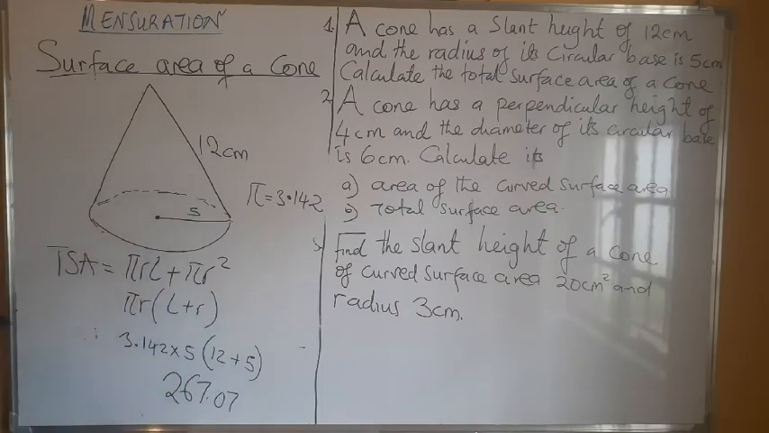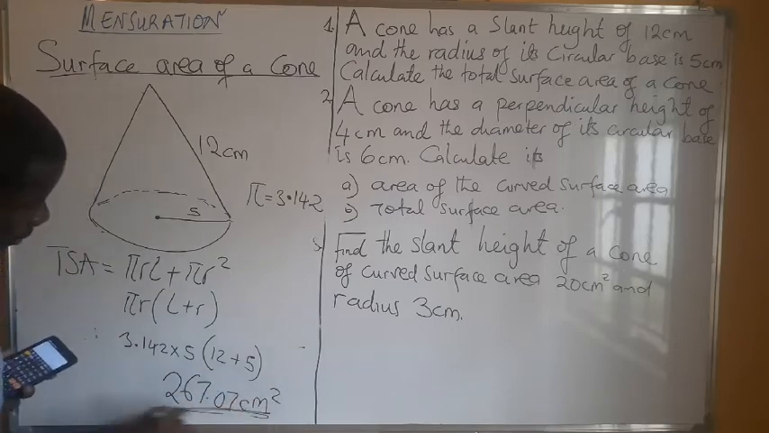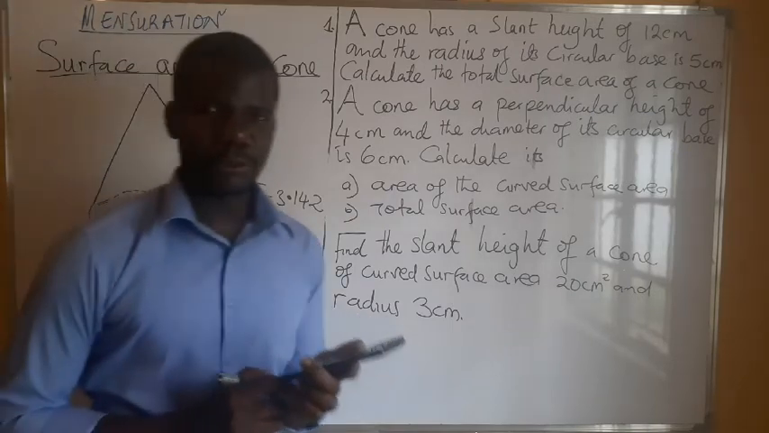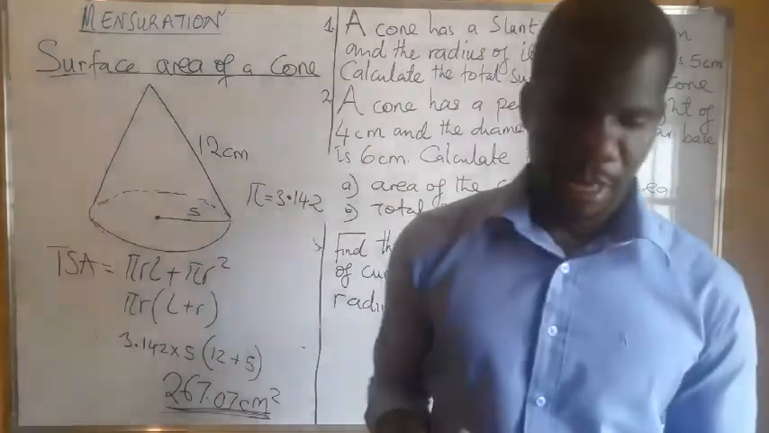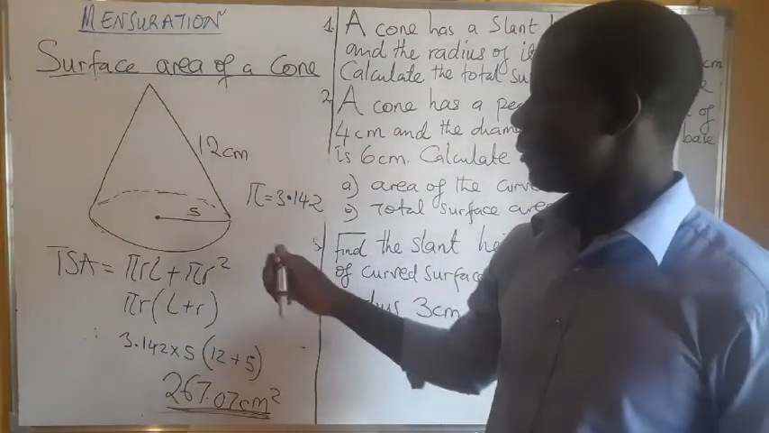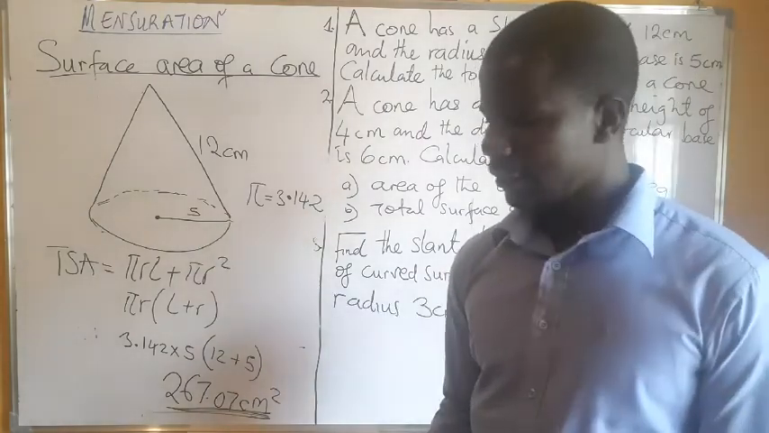What are we talking about? Area, centimeters squared. This is what is going to be our answer. I hope that is what you're also getting. I hope we are getting the same thing. This is what is going to be our answer, when you have been given the slant height as well as the radius. Okay?